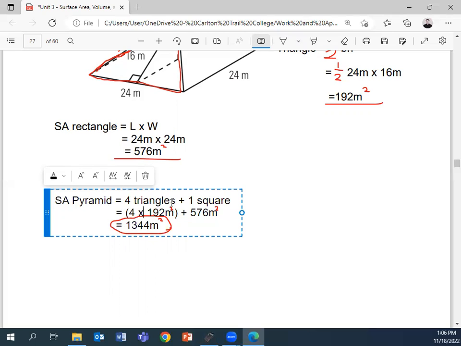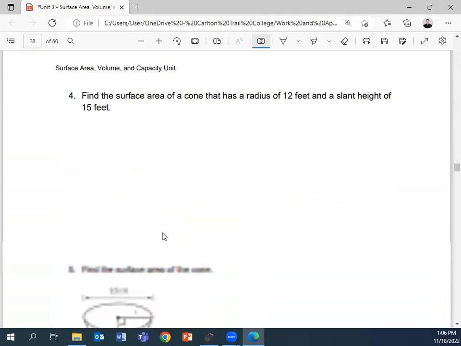Okay. Right, we're gonna do one more, which is a cone. So question 4, find the surface area of a cone that has a radius of 12 feet and a slant height of 15 feet.